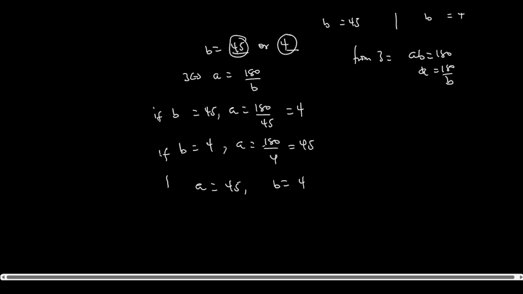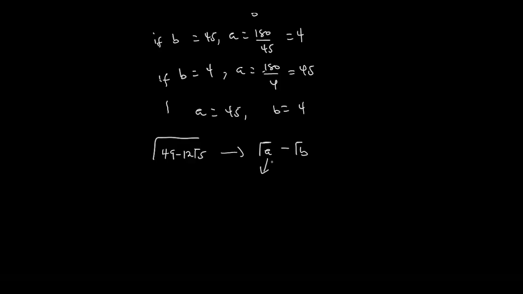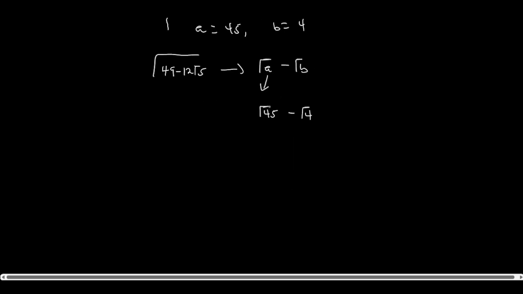Yes. So now, this was the question: the positive square root of 49 minus 12 root 5. And then we said the answer is going to give us an expression of the form root of a minus root of b. Now that we've been able to solve for a and then b, let's put the values where we see a and b. So we get square root of 45 minus square root of 4. So this is our final answer for this question, the positive square root of this.